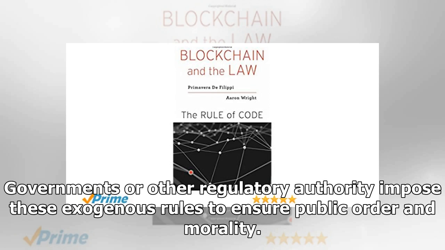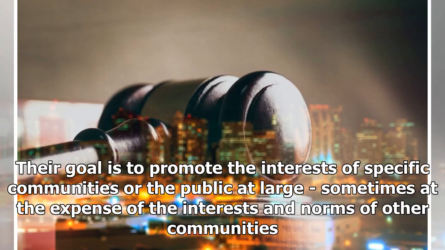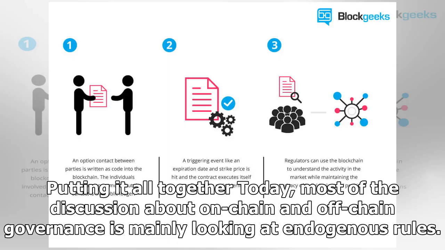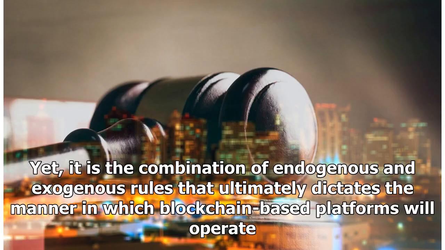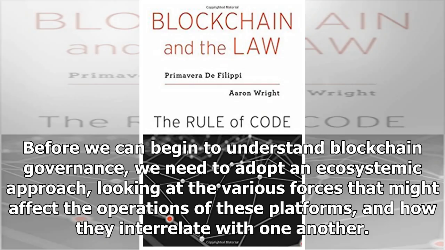Governments or other regulatory authorities impose these exogenous rules to ensure public order and morality. Their goal is to promote the interests of specific communities or the public at large, sometimes at the expense of the interests and norms of other communities. Putting it all together, today most of the discussion about on-chain and off-chain governance is mainly looking at endogenous rules. Yet, it is the combination of endogenous and exogenous rules that ultimately dictates the manner in which blockchain-based platforms will operate. Before we can begin to understand blockchain governance, we need to adopt an ecosystemic approach, looking at the various forces that might affect the operations of these platforms, and how they interrelate with one another.